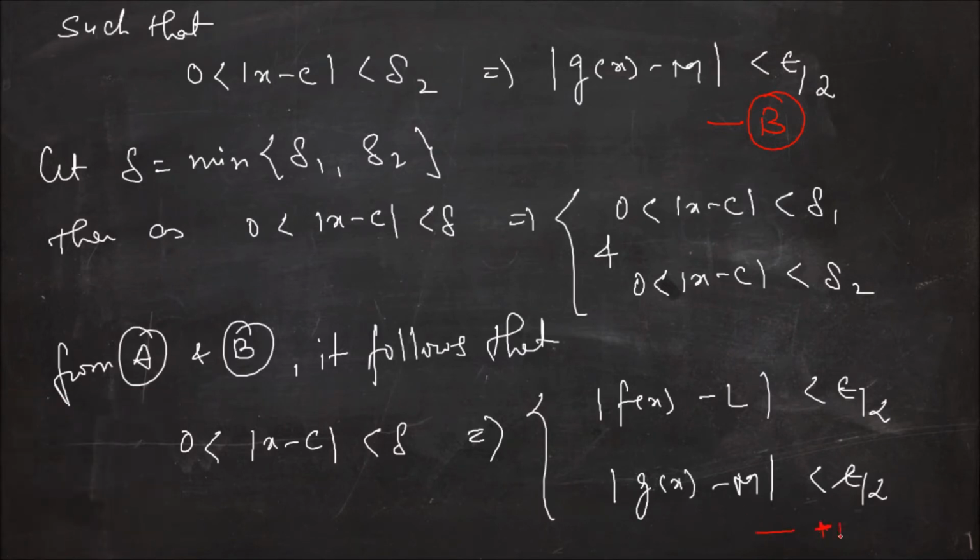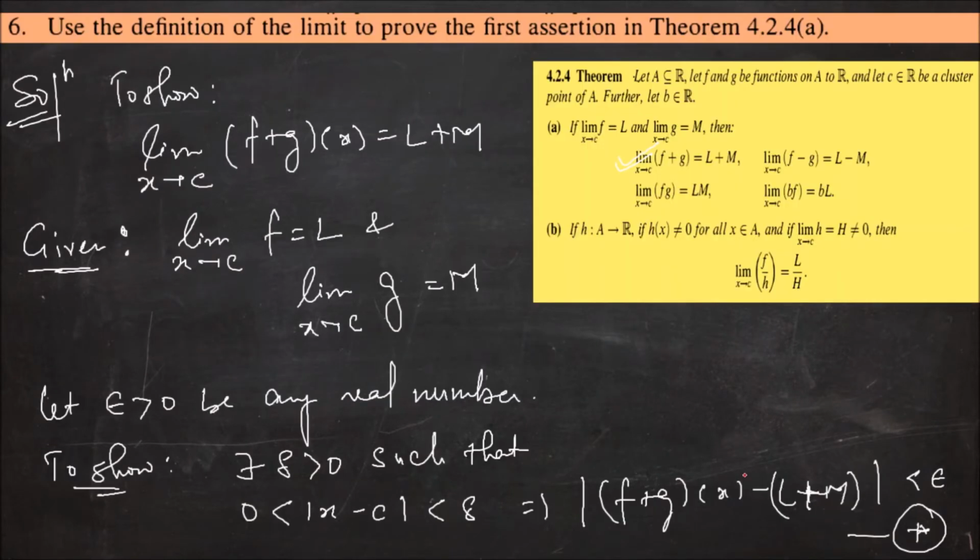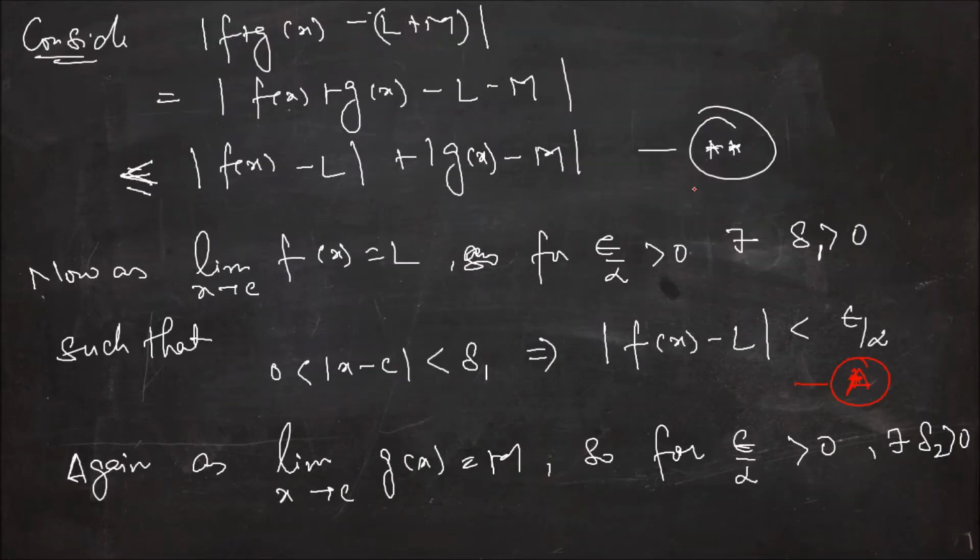So 3 triple star. Then I will use this triple star in my double star. So in double star, this is my double star. In this, I will use triple star, because this will be less than epsilon by 2 and this will be less than epsilon by 2. So I will get this less than epsilon by 2.